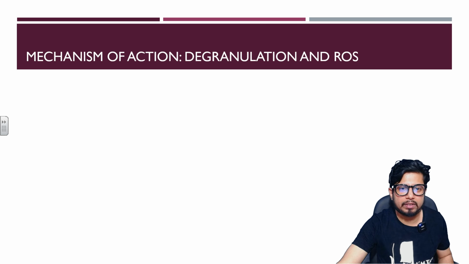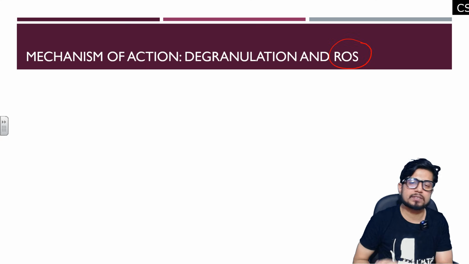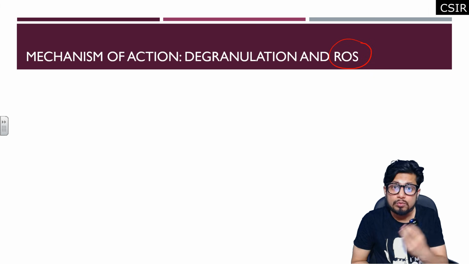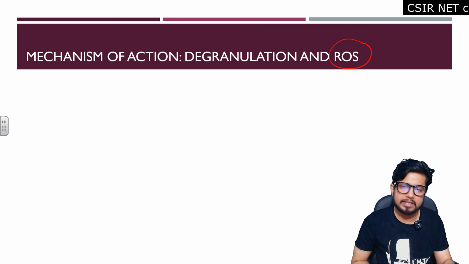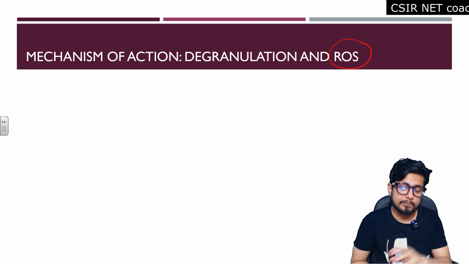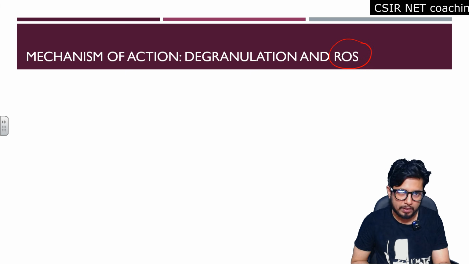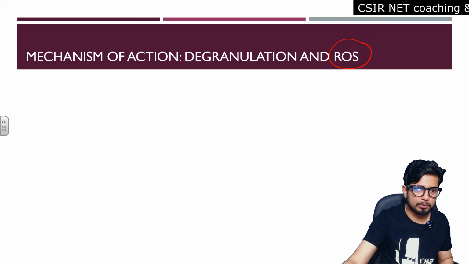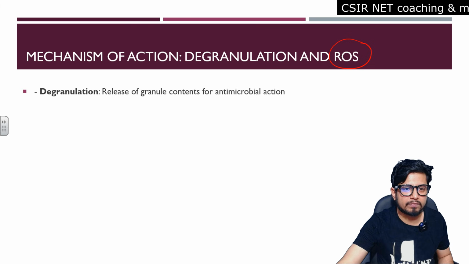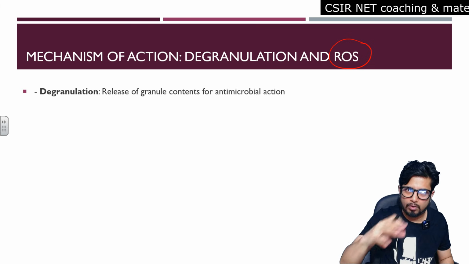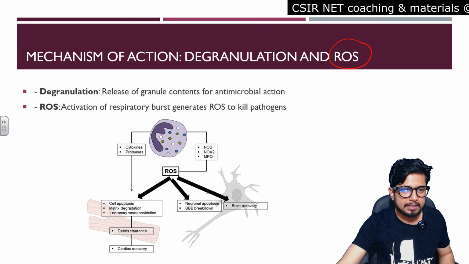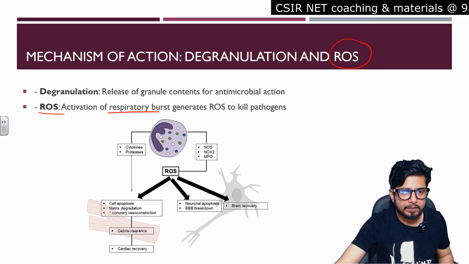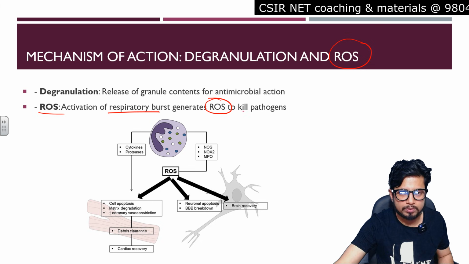Next is degranulation and reactive oxygen species mediated killing. Remember, reactive oxygen species mediated killing is a unique feature of neutrophils. Not totally exclusive, because reactive oxygen and reactive nitrogen species mediated killing is also seen in macrophages, but primarily it is provided by the neutrophils. Degranulation is the release of granules and certain chemicals that have antimicrobial activity. And there is the ROS, the reactive oxygen respiratory burst, which generates reactive oxygen species to kill the pathogen.